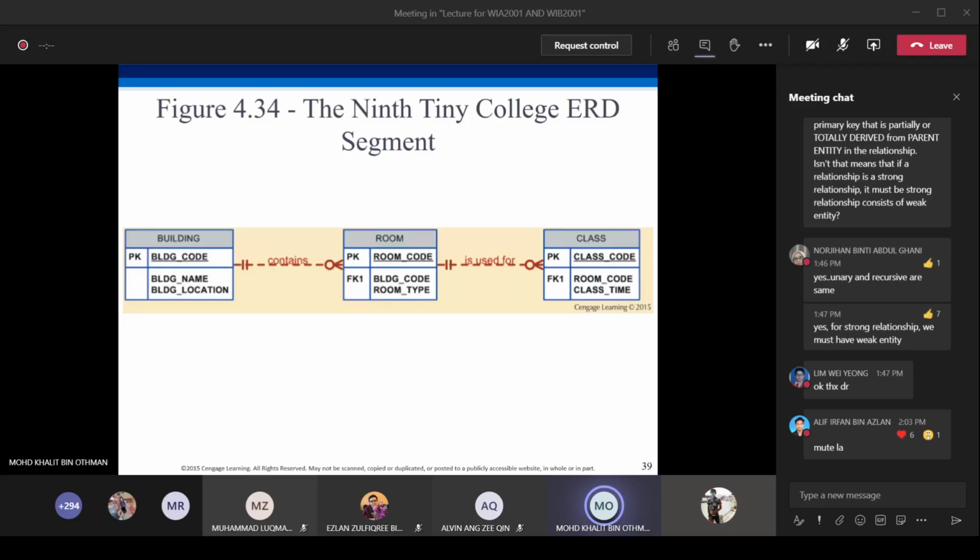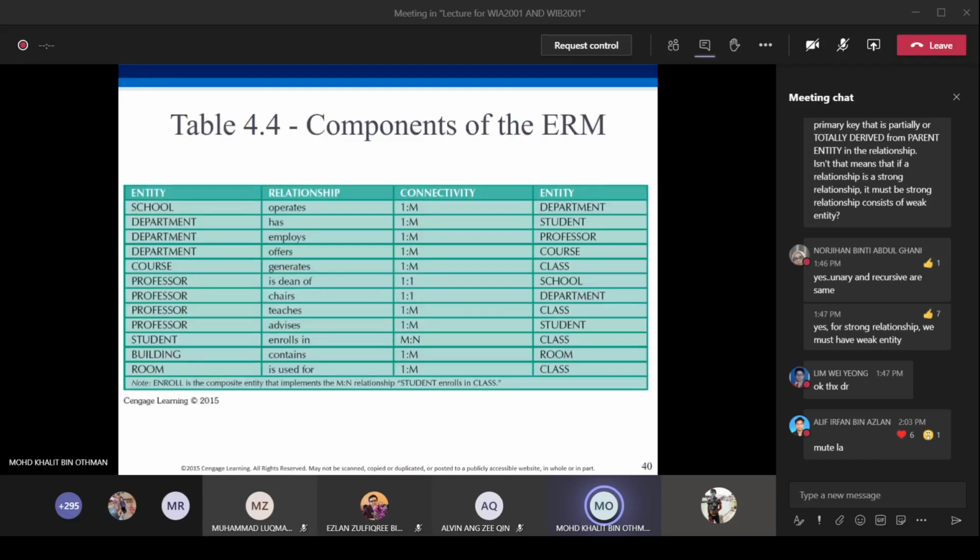The example of the relationship is building contains room. And another example is room is used for class. And then we have one to many relationships. Overall, table 4.4 is the overall component of the ERM of Tiny College.